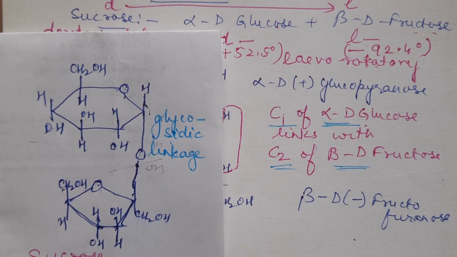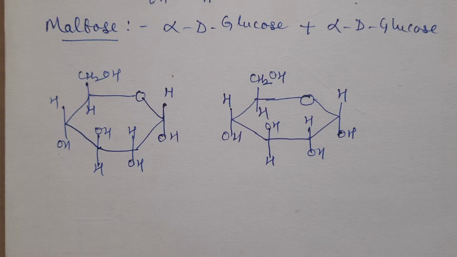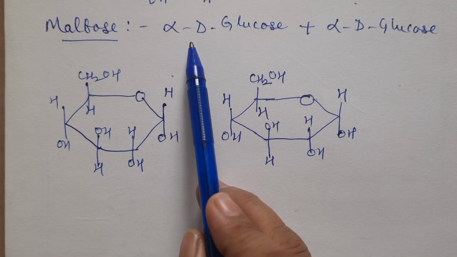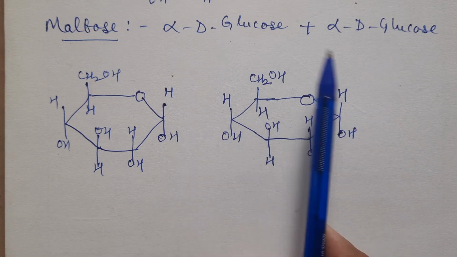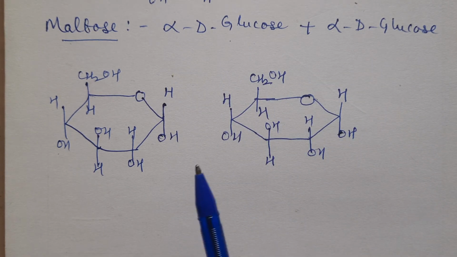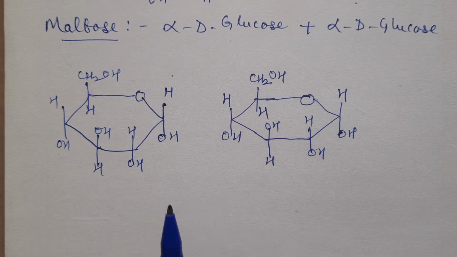This is the complete structure. Now I will explain the next disaccharide. Now we are doing maltose. We should know first that maltose has 2 alpha D glucose. That means 2 alpha D glucose molecules are linked together. How they are linked, we will discuss. I have drawn the structures beforehand just to save time.